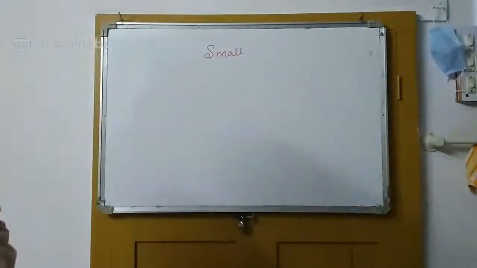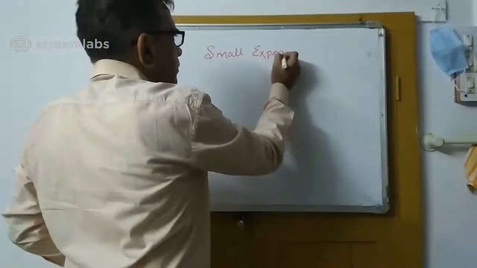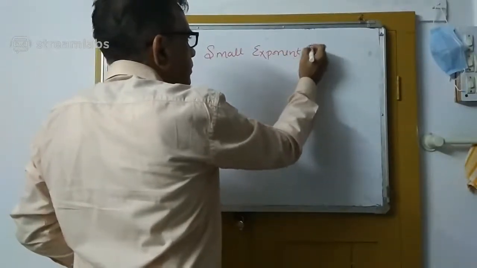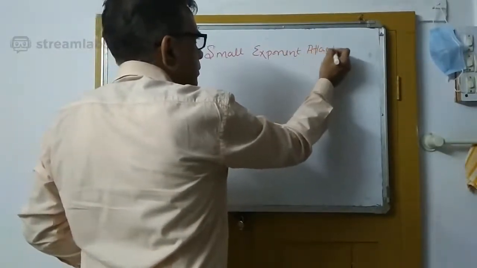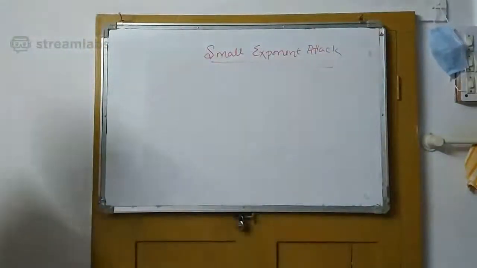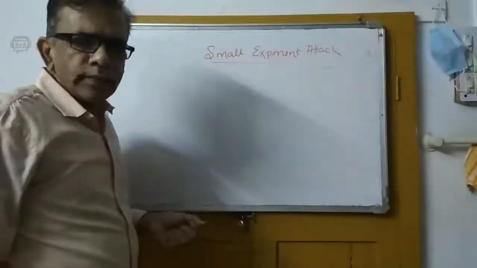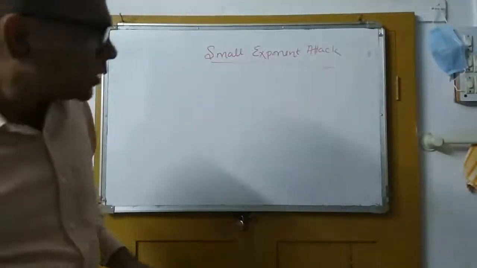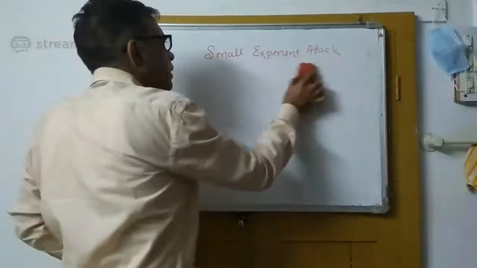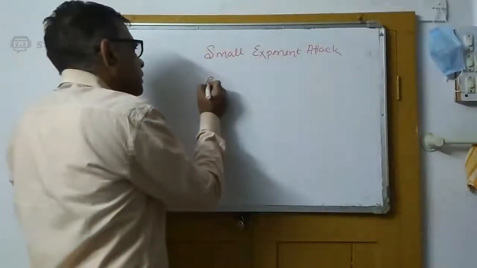Small exponent attack. This type of attack is what we will generally see in RSA, mainly because the term small exponent here indicates the value of e that we select.